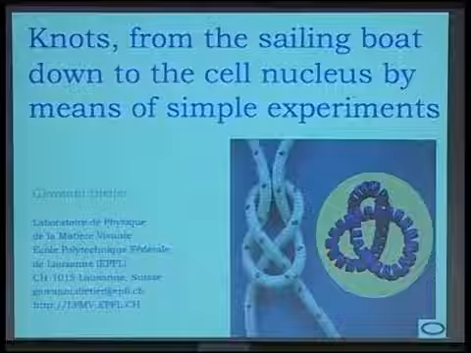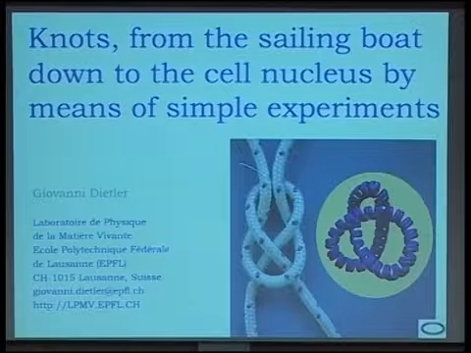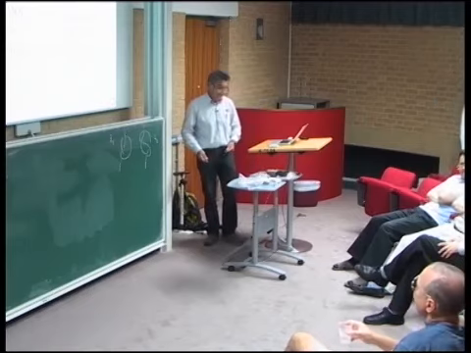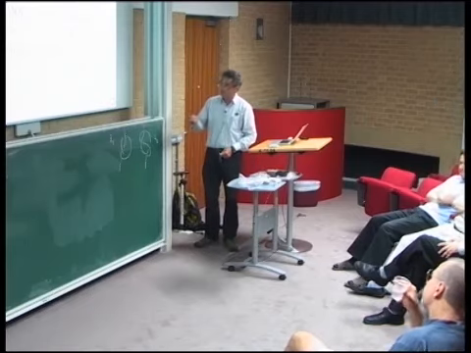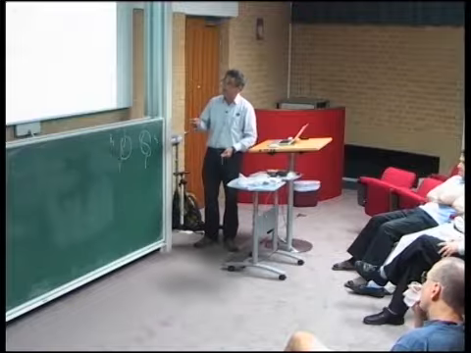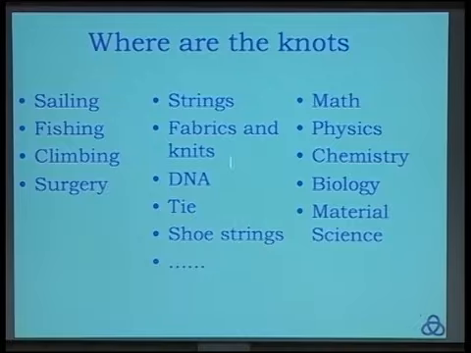And you can see here, from the sailing boats, these are macroscopic knots, down to the level of the cell where DNA makes knots. So it's easy to find knots. They are everywhere. In sailing, fishing, climbing, surgery, also very important. They are made on strings, fabrics, knits, DNA, ties, shoestrings, and you can add whatever you want. Each time you have a string, something like this, then you will have knots.